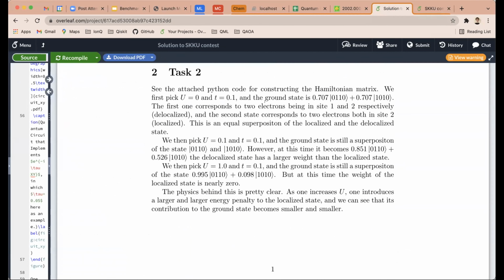Okay, so we'll provide the Python code for constructing and diagonalizing the Hamiltonian matrix. And first, we pick U to be 0 and T to be 0.1.